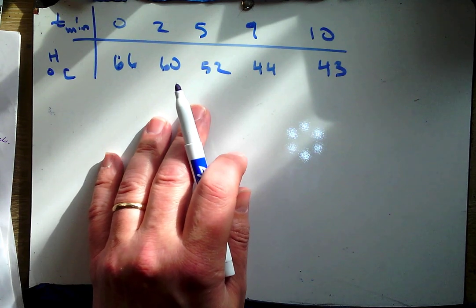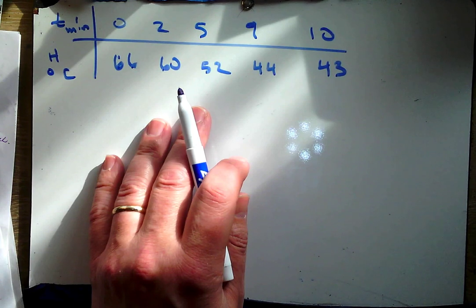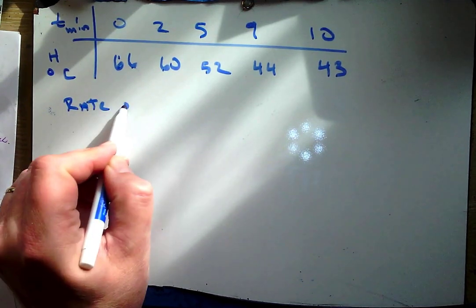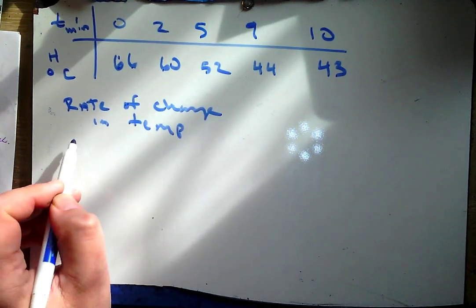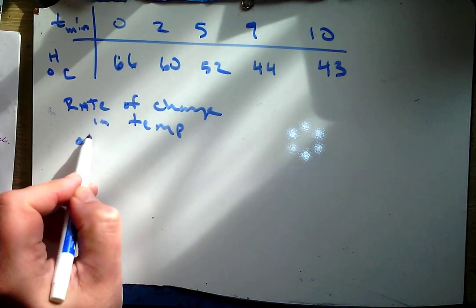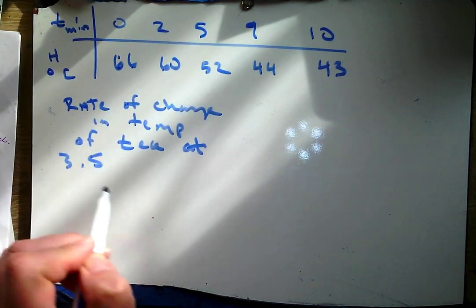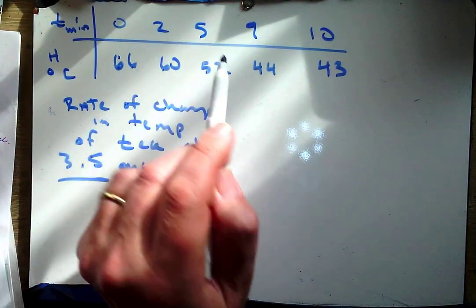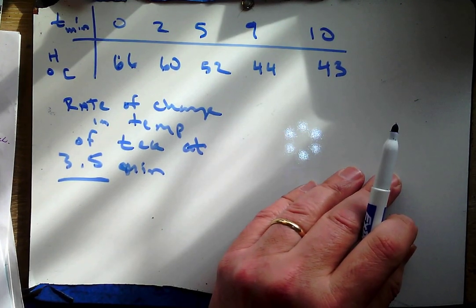Use the data in the table to approximate the rate at which the temperature of the tea is changing at time equals 3.5. Okay, so what is it that they wanted? They wanted the rate of change in the temperature of the tea at 3.5 minutes. Well, that's kind of awkward because I don't have 3.5 here. But that's okay, because they said approximate.